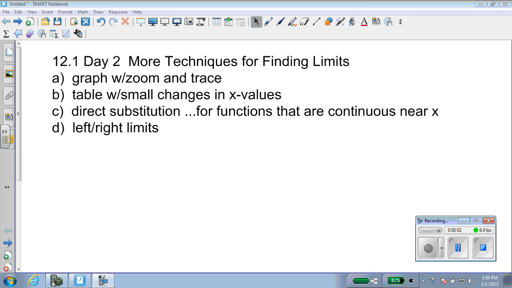Today we're going to talk about more techniques for finding limits. Yesterday we saw how to use the graph with our zoom in and trace. We also saw the way we could use our table and make small changes in the delta table for the x values. Today we're going to talk about direct substitution, which works for functions that are continuous near x, and using right and left limits.